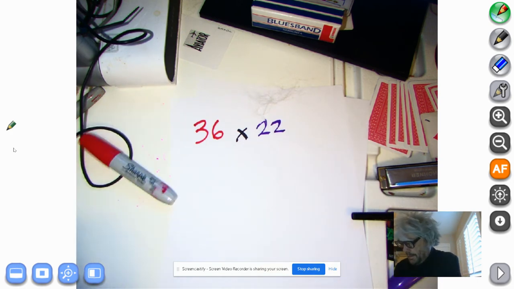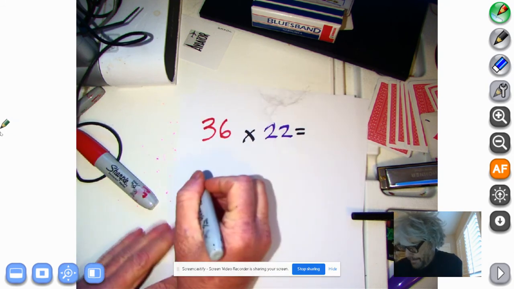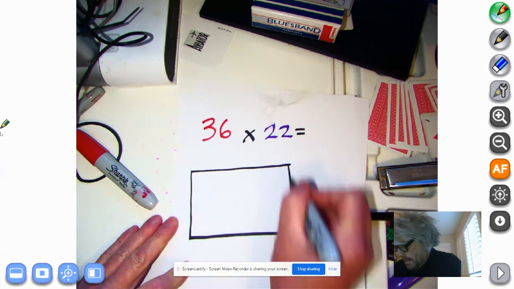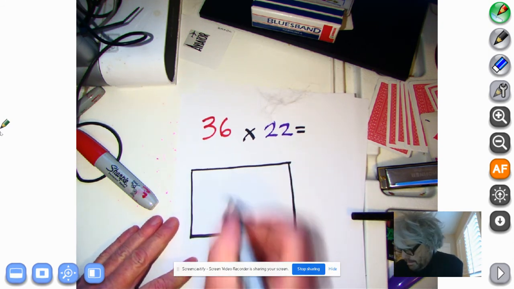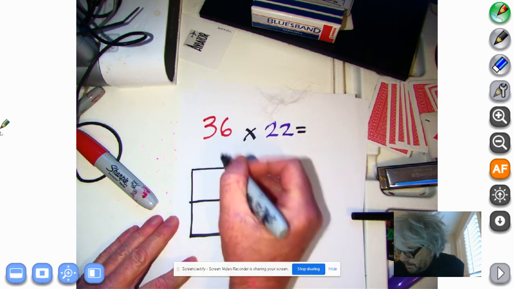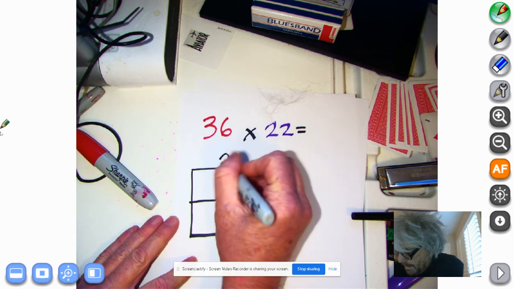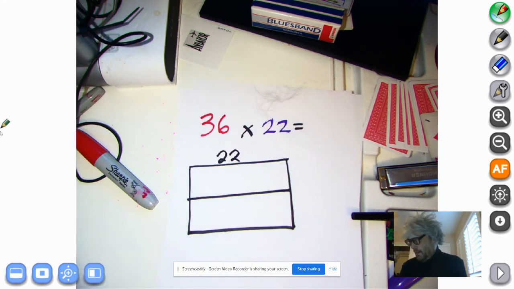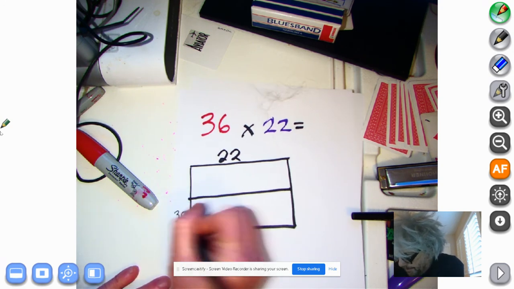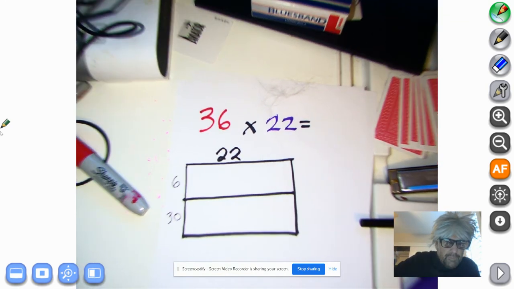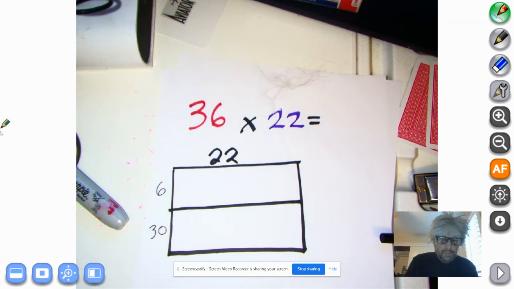Let's make an area model first. So there's the area model. Just two partial products. That's all we're doing. So we'll put the 22 up here and the 36 down here. I'm going to get a smaller pen. Fits a little better. Can you see that okay? Let's zoom in a little bit. And there we go. So the 36 times the 22.